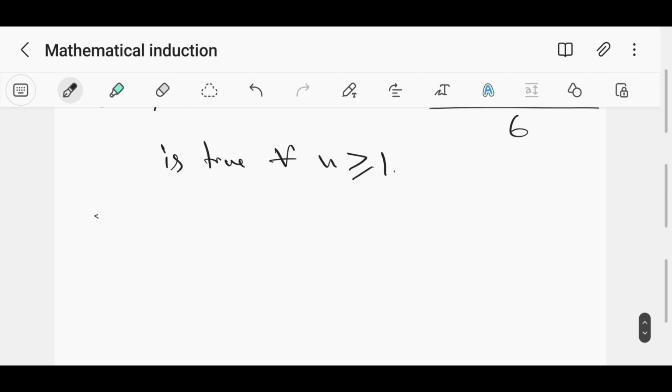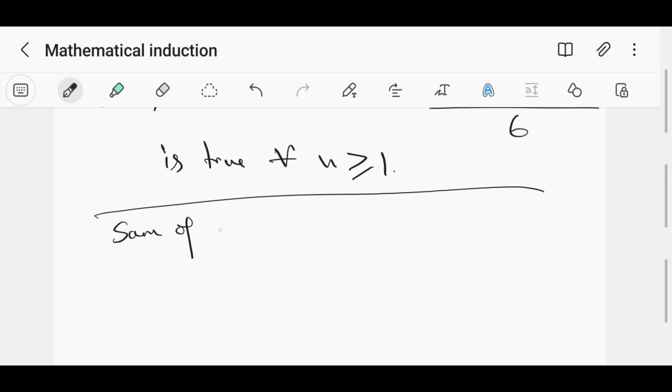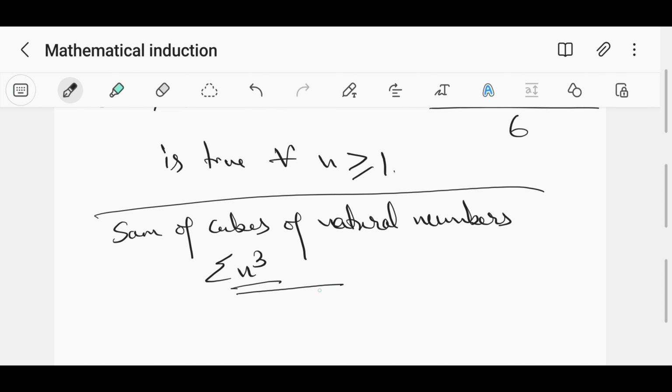So similarly, I want you to prove the sum of cubes of natural numbers, that is the sum of n cube. You prove this by mathematical induction. This will be your homework problem, so you can prove this. We will solve one last problem on this mathematical induction.